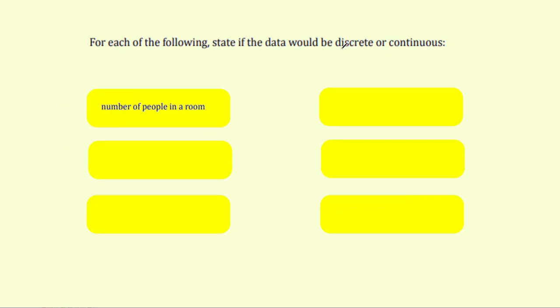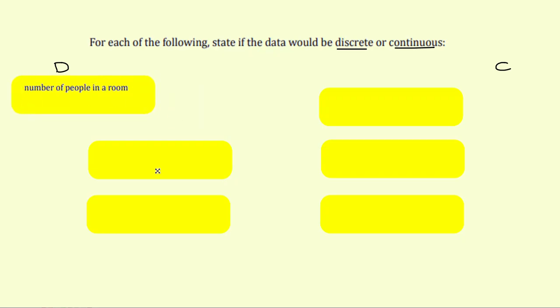Okay, next one then, discrete or continuous. So we're starting with the number of people in a room. In fact, I'm going to put these into a category of discrete over here and continuous over there. Number of people in a room. Can you have any value on a scale, or is it a certain value? It's got to be a certain value, so that's going to be discrete. Next one. The number of pages in a book. Discrete.